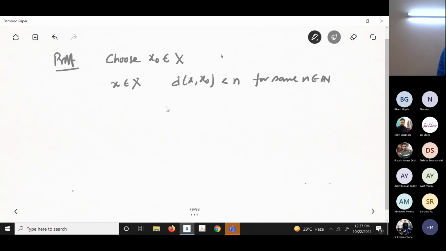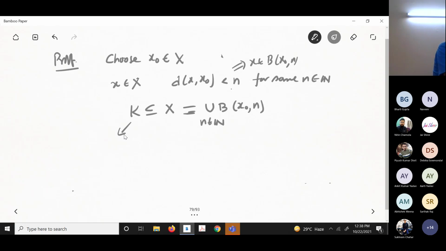That means what? That means x can be covered by this. Look, if I take this, I am writing equal because my whole set is X. So you take any x, that will be less than this. This means what? This means x belongs to B(x0, n). This is here, right? Okay. So this is always true. Now K is a subset of X.